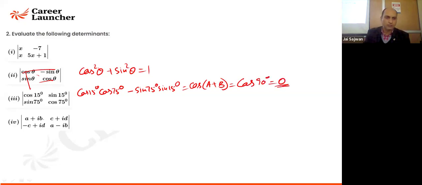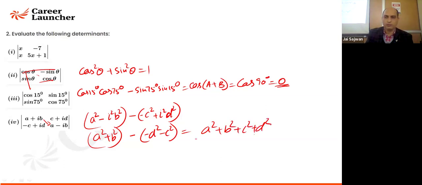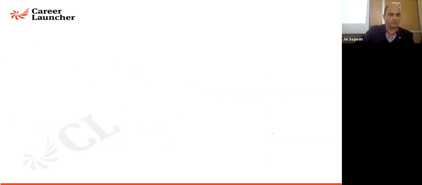Let's do this. Can I say it is A square minus iota square into B square, minus of minus C square plus iota square D square? A square plus B square minus of minus D square minus C square. Can I say it is A square plus B square plus C square plus D square? What is your answer? Same. That means we have done this correctly.